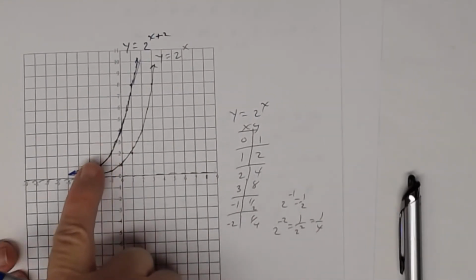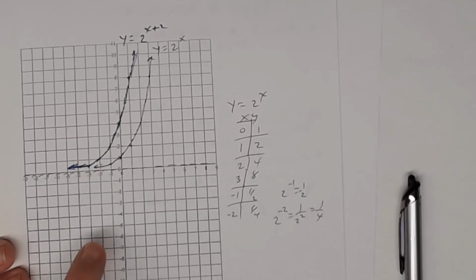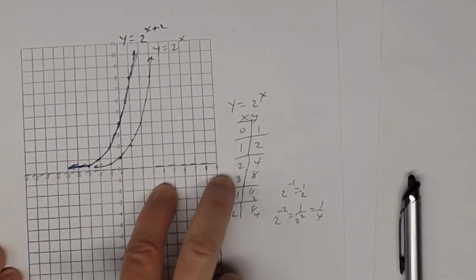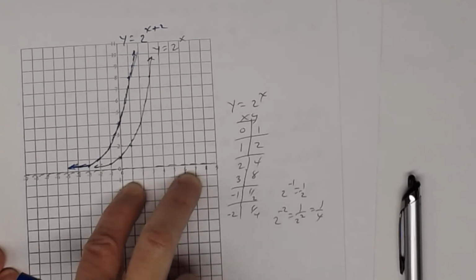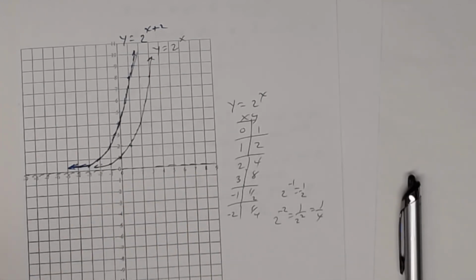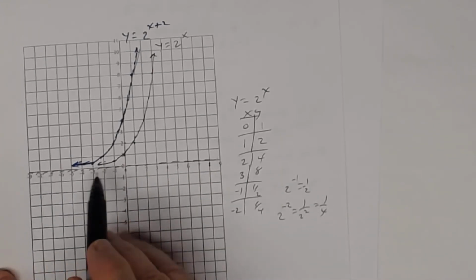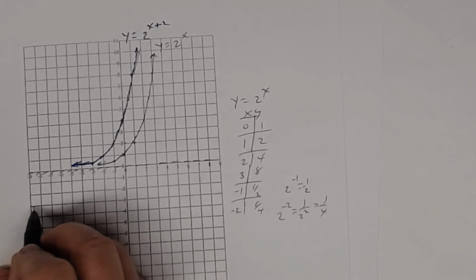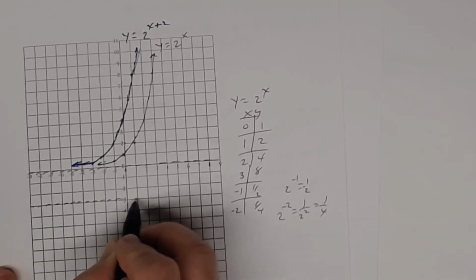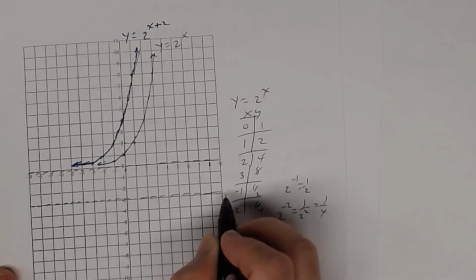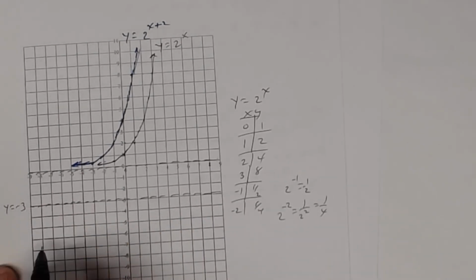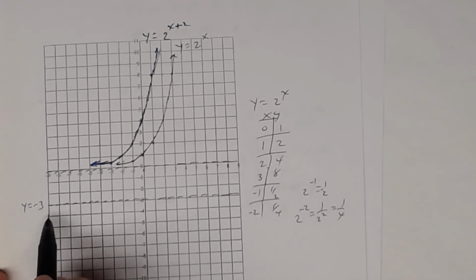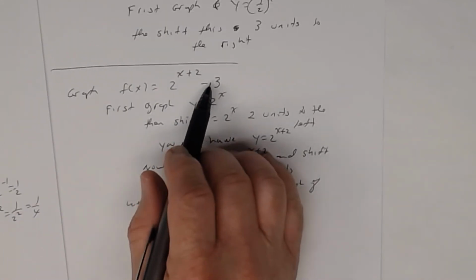Now we're going to take the blue graph and shift it down 3 units. When you're shifting down 3 units, we shift the horizontal asymptote down 3 units as well, okay? So this horizontal asymptote, I'm going to shift down 3 units. 1, 2, 3. So here's my new horizontal asymptote right here. So that's y equals -3. You know the horizontal asymptote is y equals -3 because this is what you see, right?